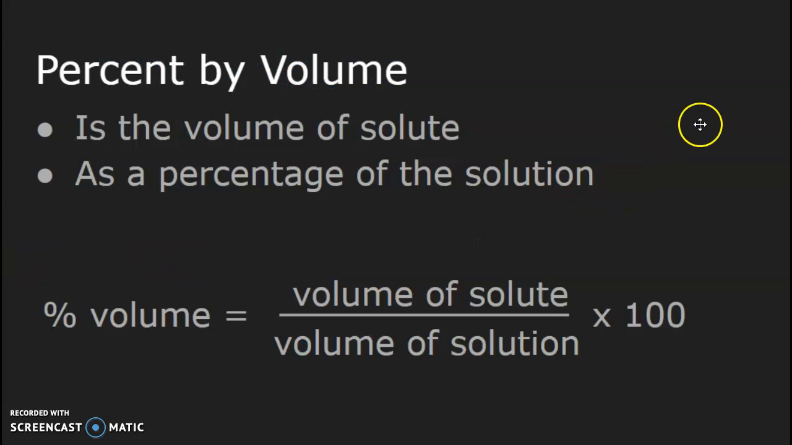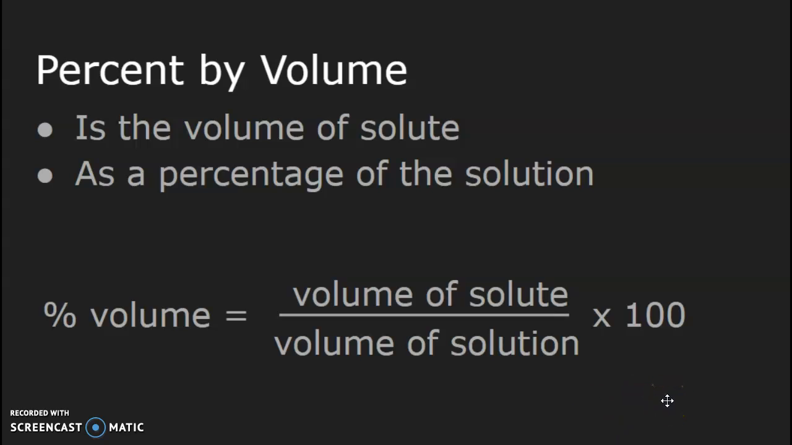So we could also do percent by volume. Percent by volume is a lot less commonly used. A lot of times it'll be done if we have a liquid solute and a liquid solvent, but even then percent by volume is a little bit tricky. It is the volume of solute as a percentage of the solution. Percent by volume is given here. This looks just like the percent by mass. It is a lot less likely you're going to see this.